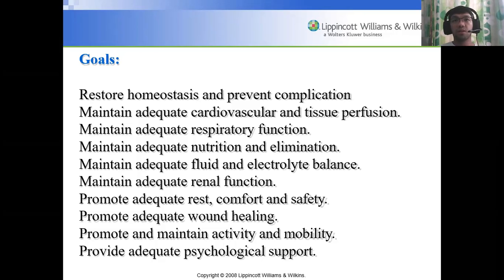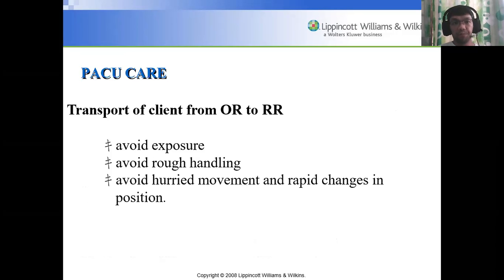So, as long as the patient is already able to sit up straight, we are going to promote activity and encourage early ambulation for the patient. And of course, provide adequate psychological support, most especially if the patient has lost a body part during the operation. Let's say, for example, they are amputated, they are going to suffer psychologically because of the loss of limb.